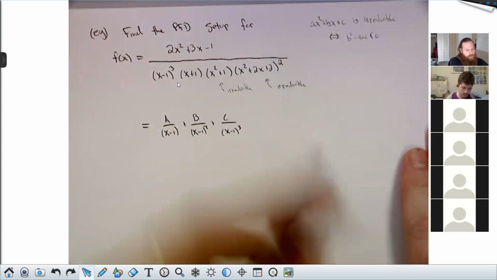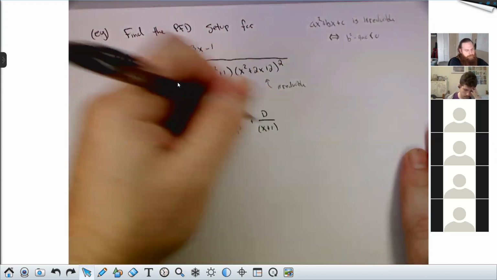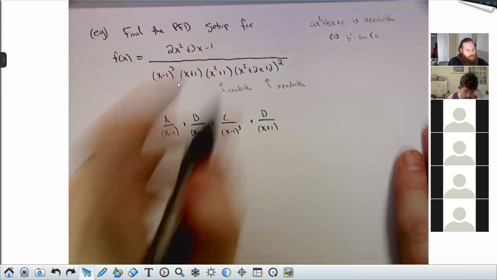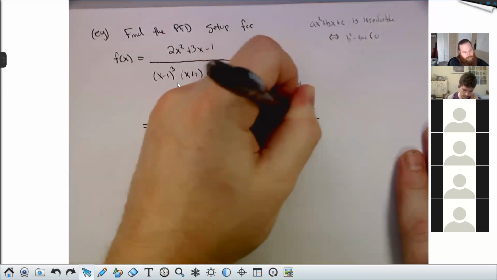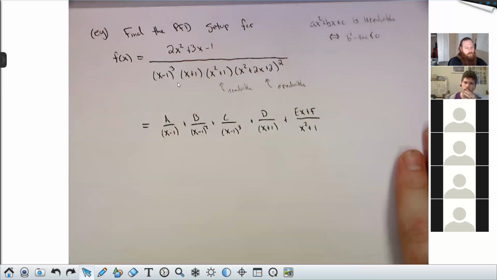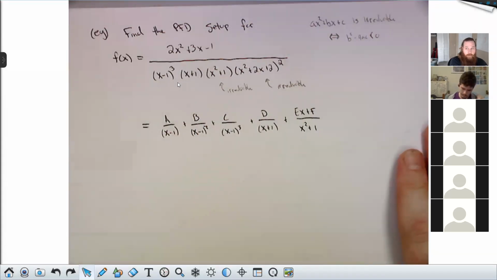Then from the x plus 1 factor, I'll have plus d over x plus 1. From the irreducible x squared plus 1, I will have ex plus f over x squared plus 1. Irreducible quadratic factors get linear numerators. The degree of the top has to be 1 less than the degree of the bottom, and we have to account for all possibilities. So above an irreducible quadratic, we have to allow for a linear function.